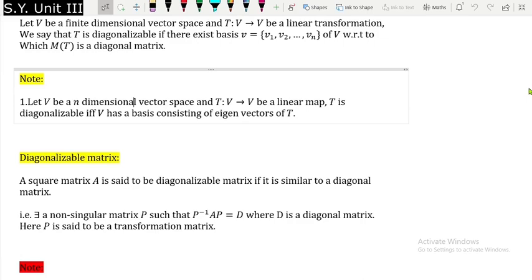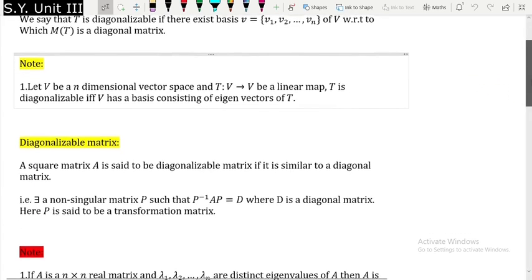The first trick is, if your matrix has distinct eigenvalues, then you can directly say that the matrix will be diagonalizable. Now you will ask how it will be diagonalizable if it has distinct eigenvalues. You will understand that when we see some examples. When I explain the examples, I will tell you why our matrix is diagonalizable if it has distinct eigenvalues.